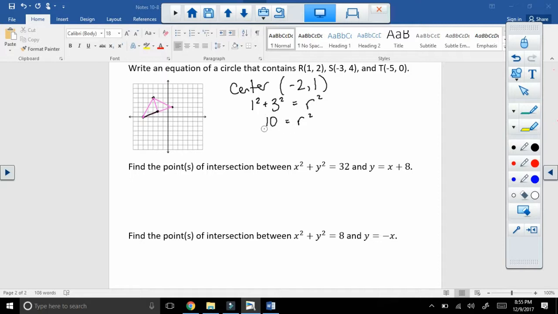If you want to take the square root of that, that's fine. But if you can remember what you need when you're plugging it into the formula for the equation of a circle, you're going to need to square the radius anyway. So I think I would just leave that as 10, and that's how you can do that one.